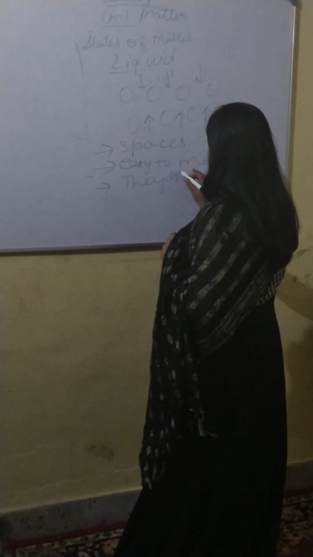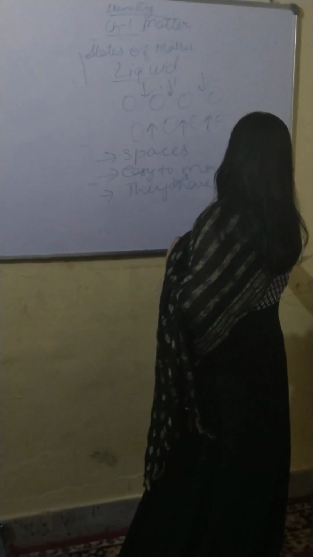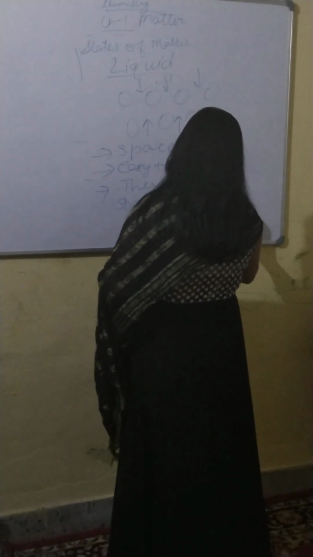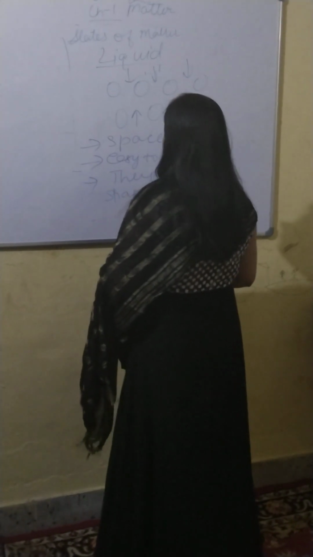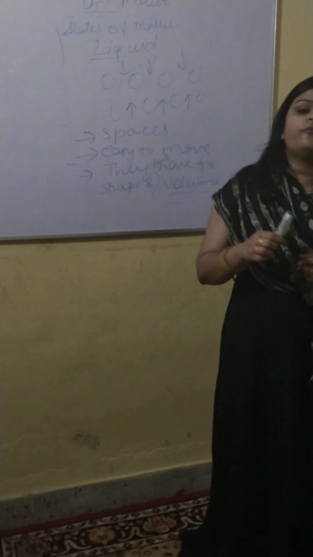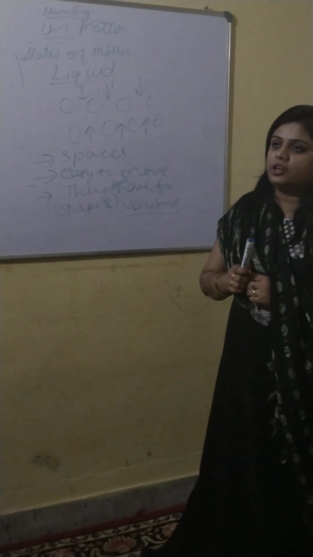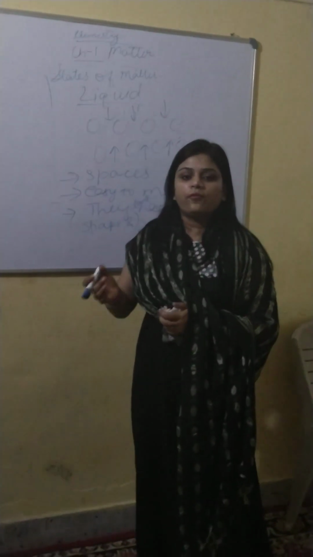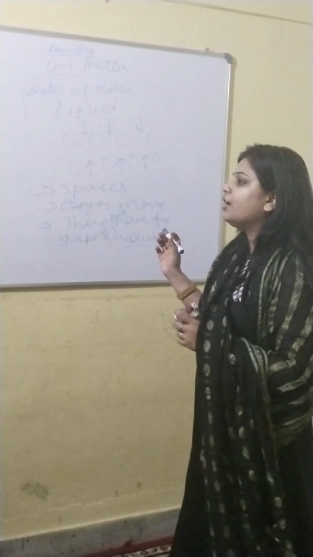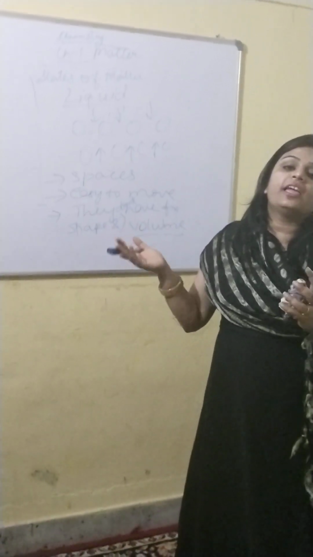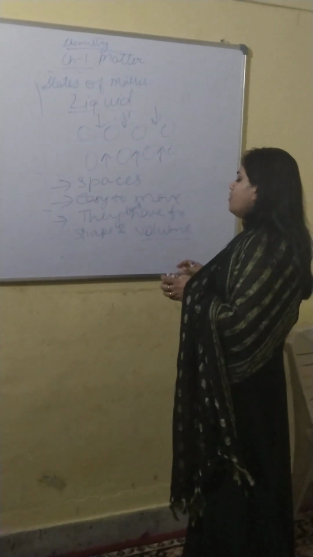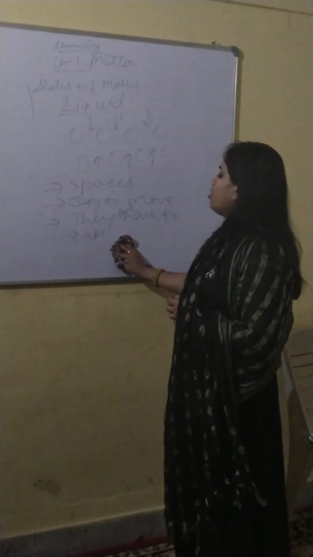They don't have fixed shape and volume. They don't have fixed shape. What if you keep 1 liter of water in a long bottle? So that will take the shape of that long bottle. If you keep the 1 liter of water in a broad bottle, they will take the shape of what? The broad bottle. So they don't have a fixed shape. Volume may be fixed, but shape is not fixed.